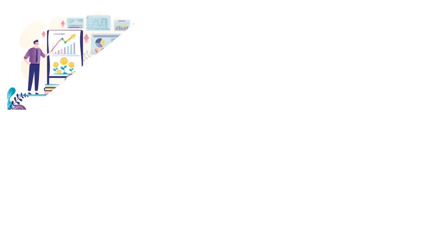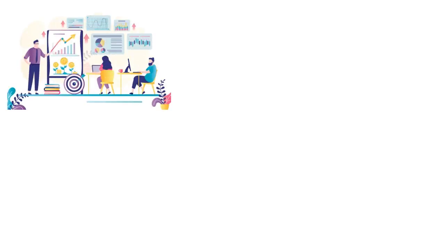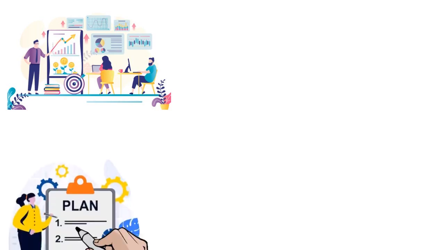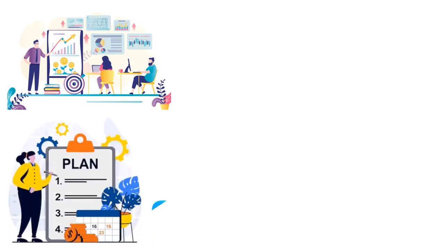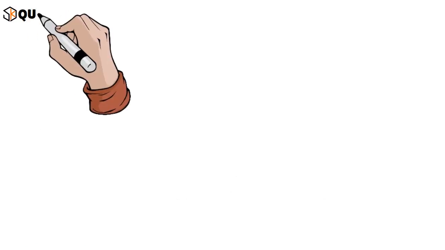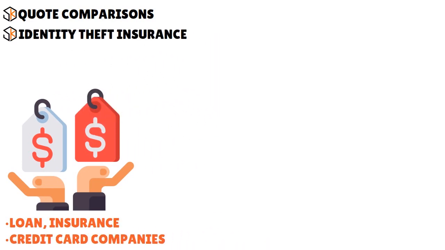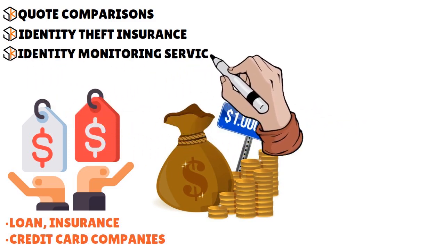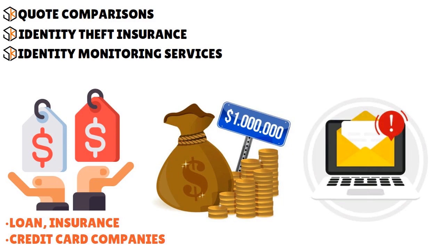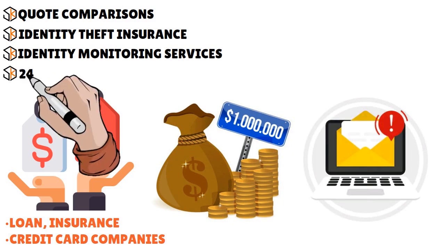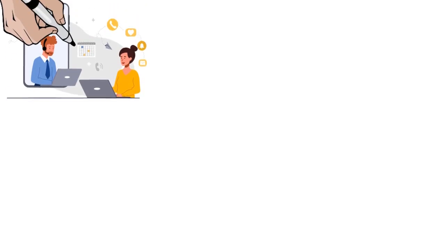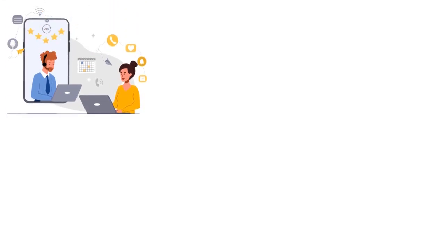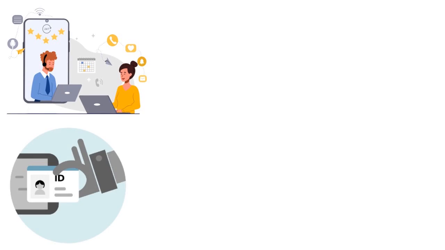Let me talk to you about additional financial resources, financial tools you have with Credit Sesame. Depending on the plan that you buy, Credit Sesame offers you these non-credit related services. You have quote comparisons, so you are able to compare prices from loan, insurance, and credit card companies. You have identity theft insurance, so you can get up to $1 million in identity theft insurance coverage. You have identity monitoring services, so you can receive alerts for suspicious activity related to your identity. You have 24/7 live assistance, so you can work with live representatives to cancel and reissue your lost or stolen cards, okay? So this is something to really think about.